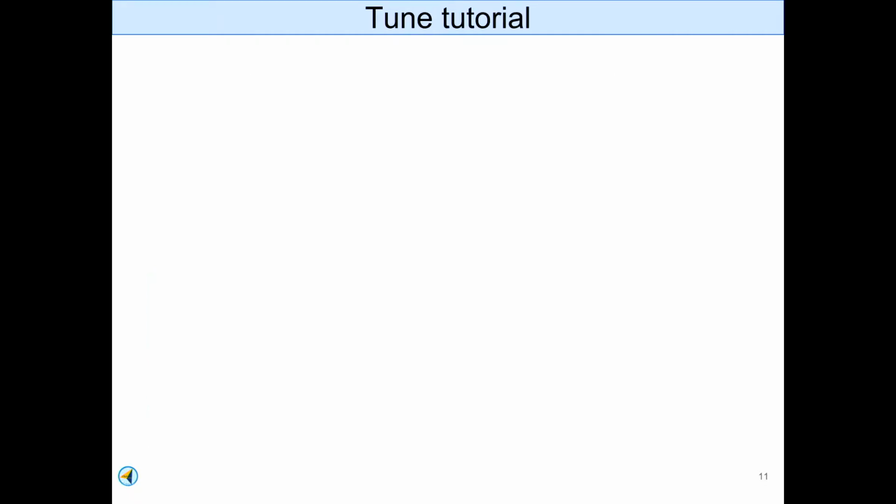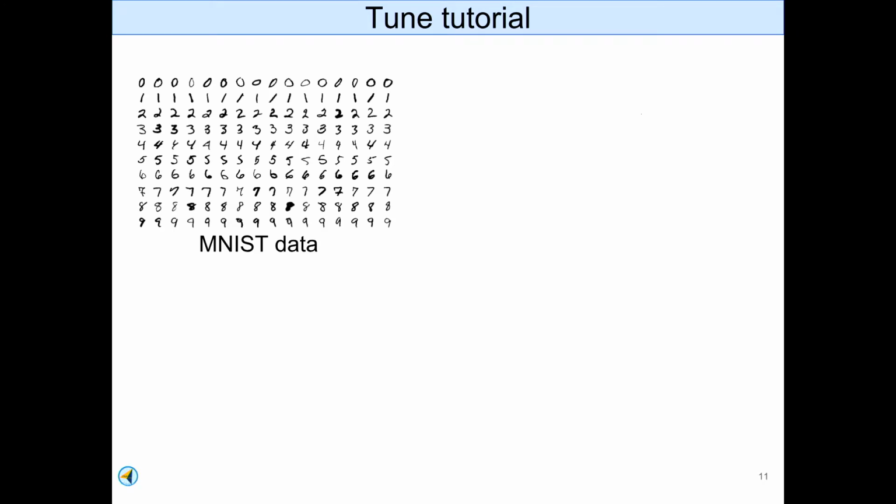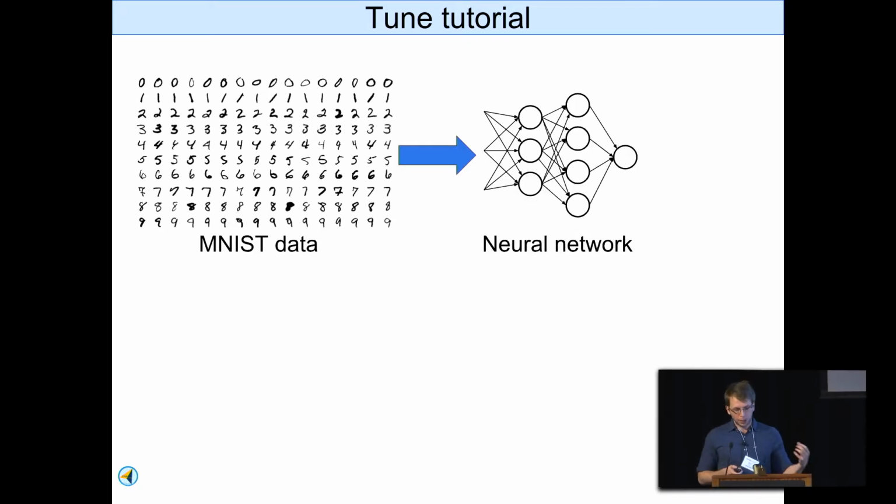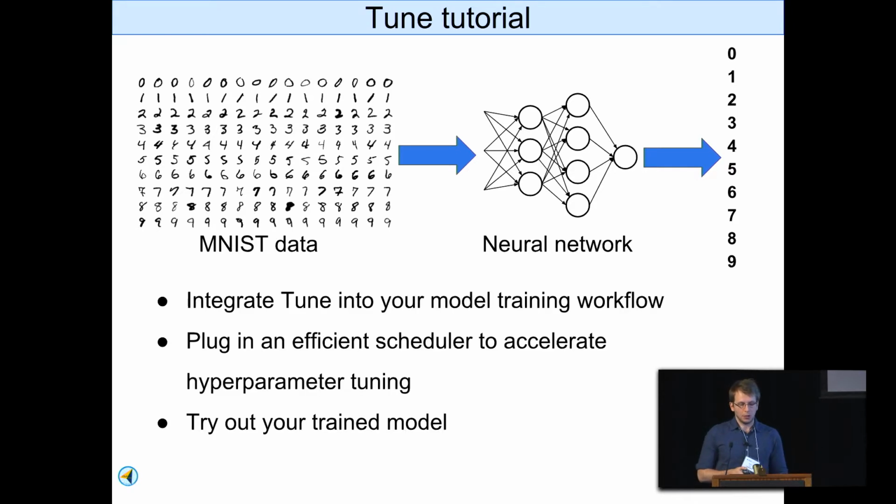In the Tune tutorial, you're going to work with the MNIST dataset of handwritten digits. You're going to create and train a neural network model on this data set. The model will classify the handwritten digits. Next, you're going to integrate Tune into your workflow in order to find better hyperparameters so that the model trains faster and hopefully to a higher accuracy. Following, you're going to accelerate training further with an efficient scheduler that Tune provides. And finally, you're going to be able to play and try out the model you trained yourself.